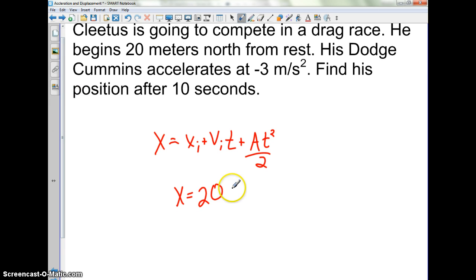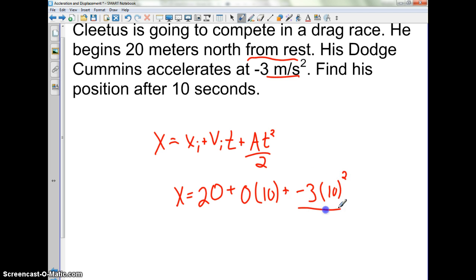Alright, now, so you've got 20, and that's positive 20 because it's north. Plus the initial velocity. Well, it says from rest. Make sure you get that. It's in there, but you have to see that. So it's 0 times the time, he goes for 10 seconds. So 10's our time. Plus the acceleration. I'm looking for meters per second squared. Again, the unit is how I'm going to figure out where these pieces go. -3 times 10 squared divided by 2.